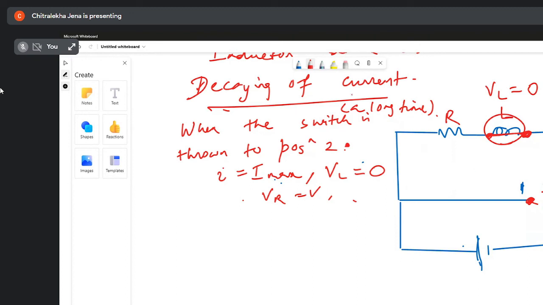Now you think of a condition. When you have now removed the switch from position number 2 and you close it to position number 1, this we will be discussing. Here, decaying of the current. Why decaying of the current? Because you have not connected any voltage source. So what will happen in this case? Tell me. What will happen?